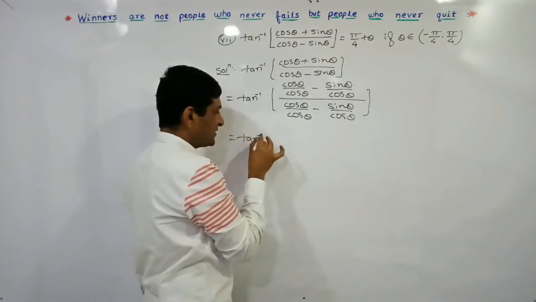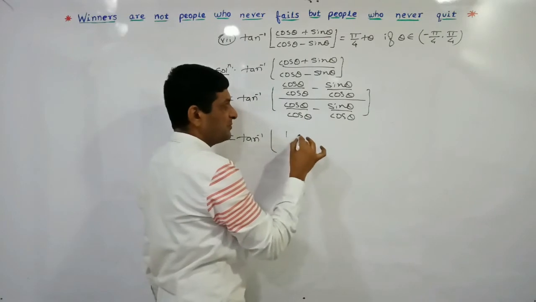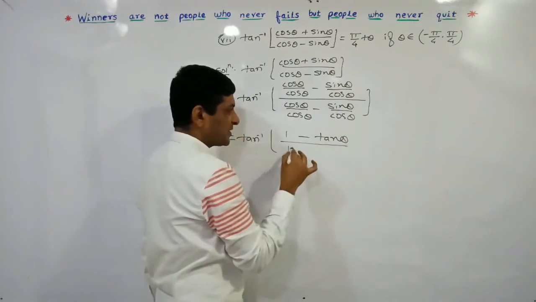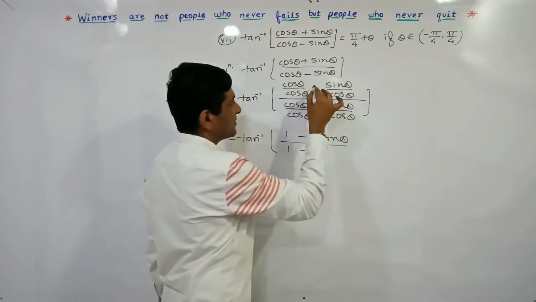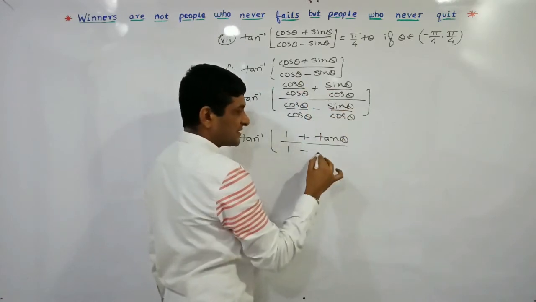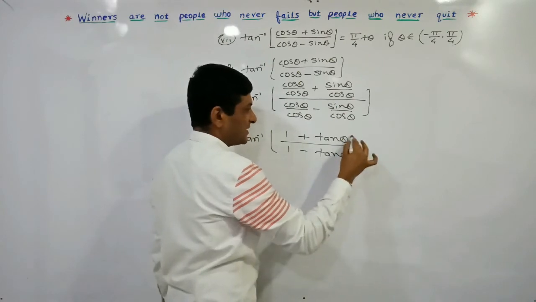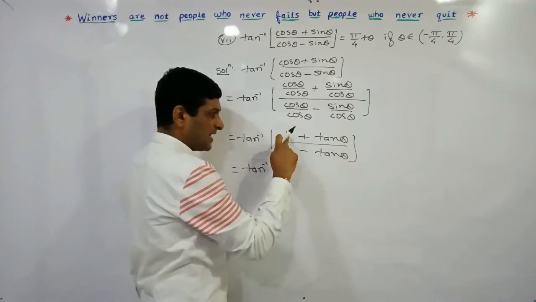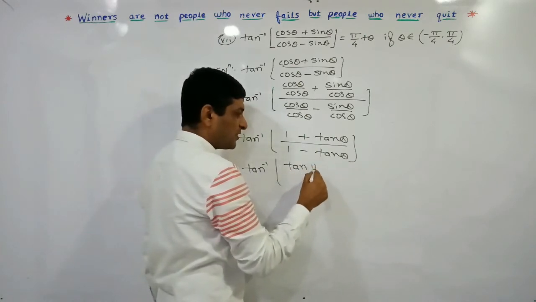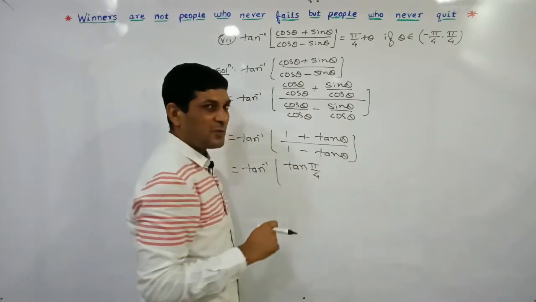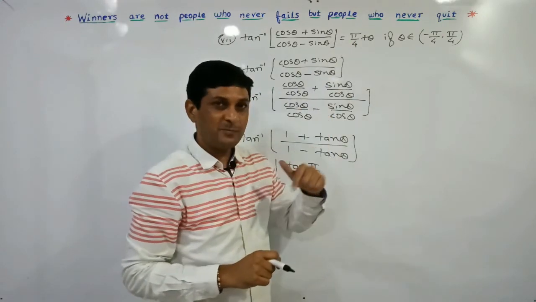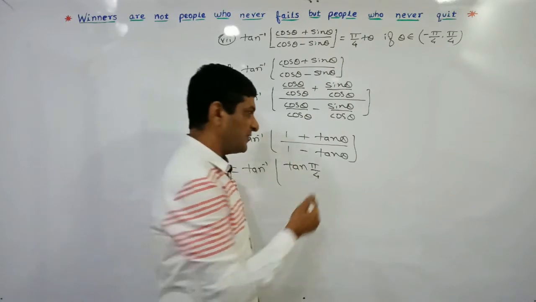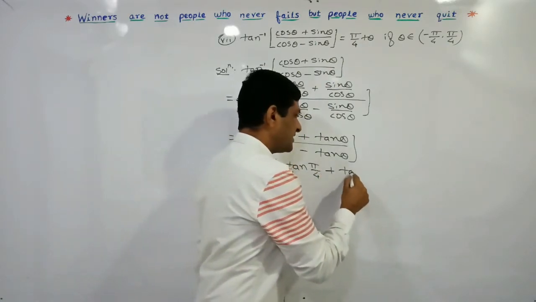So tan inverse, keep it as it is, cos upon cos will be 1, sin upon cos will be equal to tan theta. In the denominator, cos upon cos is 1. Here plus is there, and in the denominator sin upon cos will be equal to tan theta. So this is equal to tan inverse, keep it as it is. Now can I replace 1 by tan pi by 4? Why are we trying to bring in the term pi by 4? Because in our required result pi by 4 appears. That's why we are writing 1 as tan pi by 4. Plus tan theta, keep it as it is.